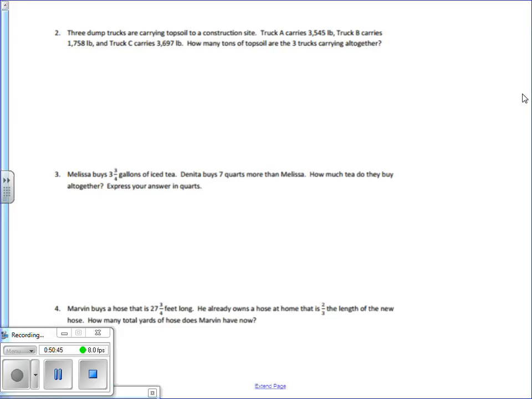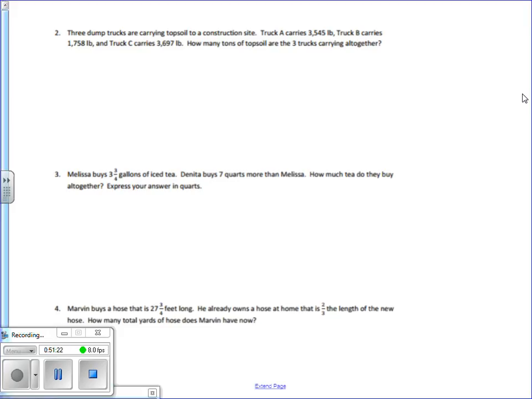So, on the back, three dump trucks are carrying topsoil to a construction site. Truck A carries 3,545 pounds. Truck B carries 1,758 pounds. Truck C carries 3,697 pounds. How many tons of topsoil are the three trucks carrying all together?